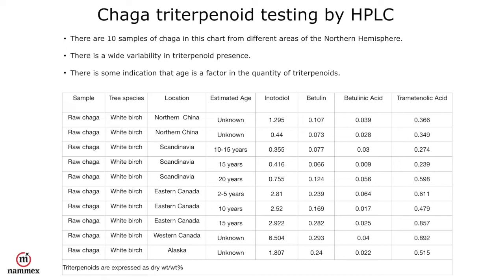One is 10 to 15 years old, one is 15 years old, and one is 20 years old. And you can see that those are significantly lower. And you can also see that the inotodiol and all of the other compounds have actually increased, in fact doubled, from 10 years to 20 years. So age does seem to play a part.